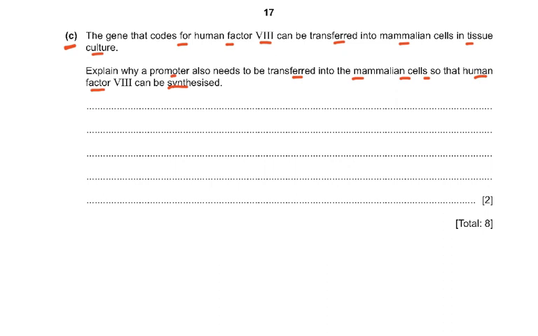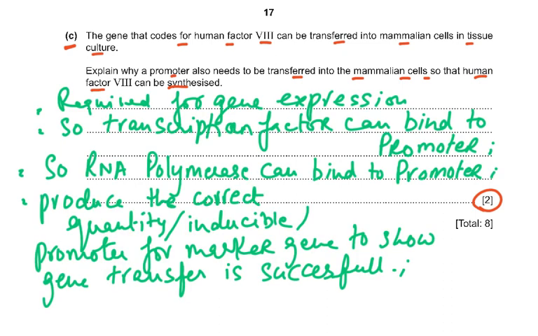So the reason why you put promoters, and this is for 2 marks. So you must know the effect of promoters and why we need to have promoters when we are going to use recombinant DNA technology. Required for gene expression, so transcription factor can bind to promoter, so RNA polymerase can bind to promoter, produce the correct quantity / inducible / promoter for marker gene to show gene transfer is successful. Sometimes we have to put a marker gene next to it so that we can then identify where it has been taken up.